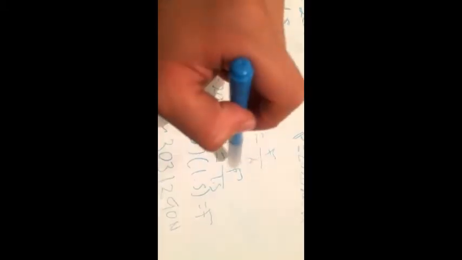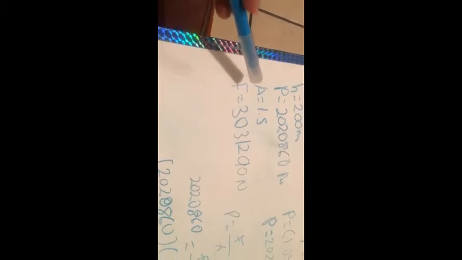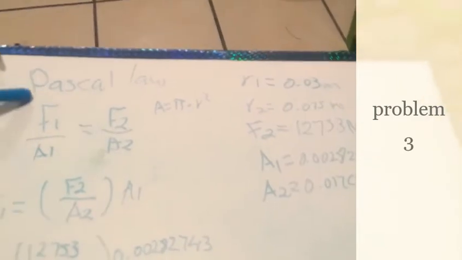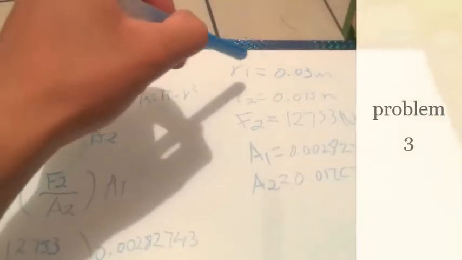Then, with this other formula, pressure equals force over area, I solve for force. The area I already have, that it was 1.5. So I just have to solve for force, and it was pressure times area equals force. That was 31,290 newtons.